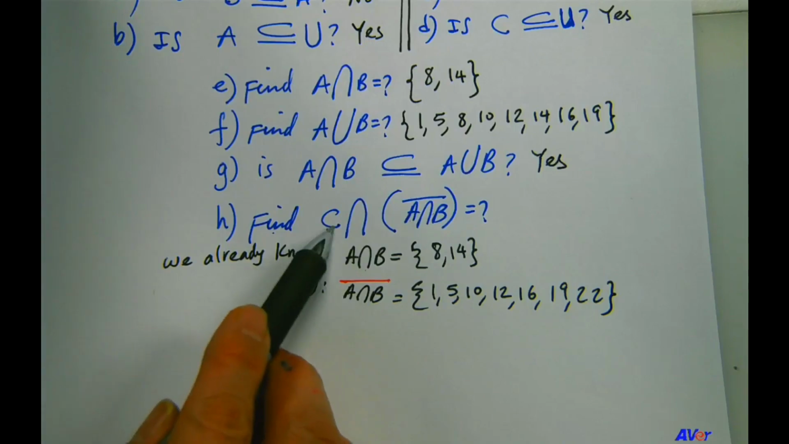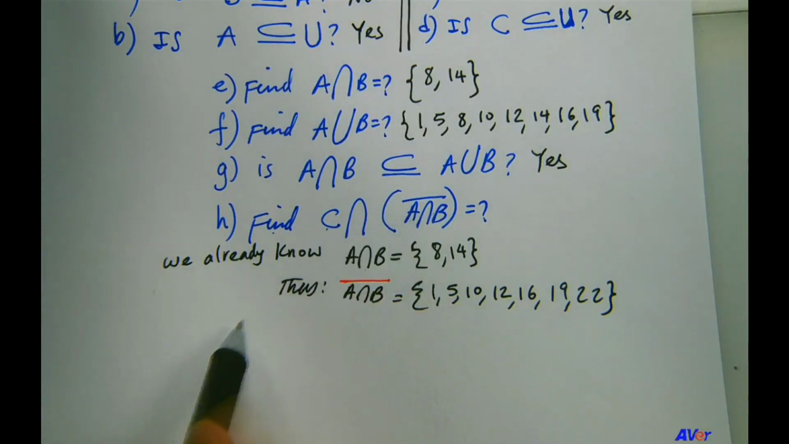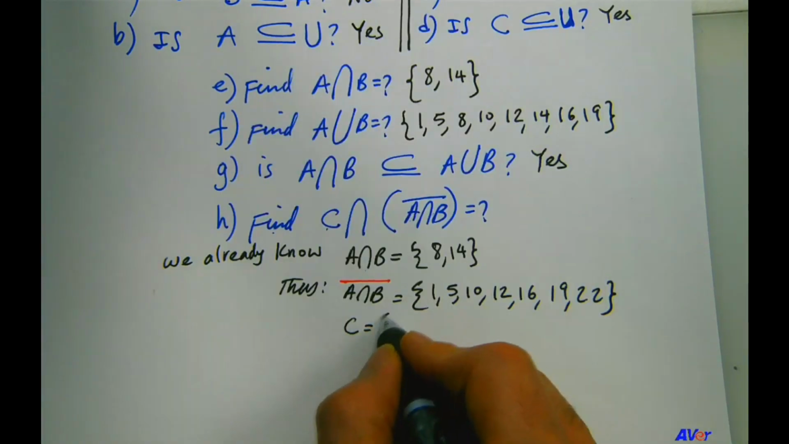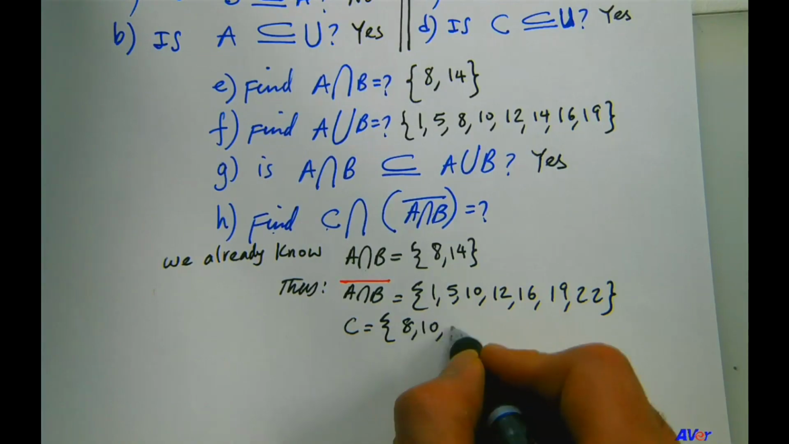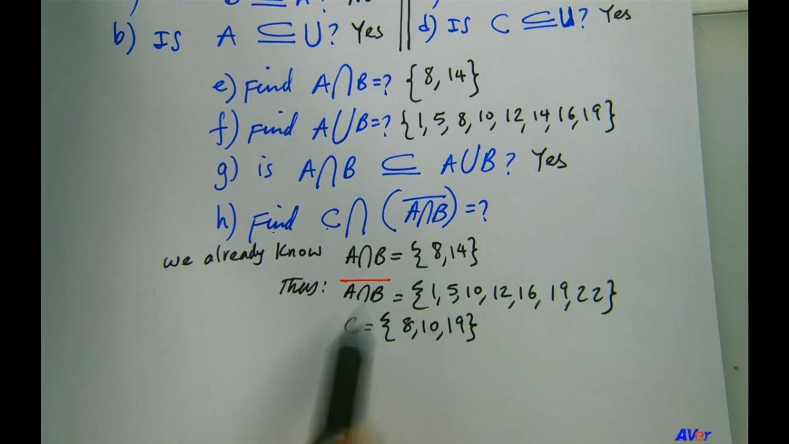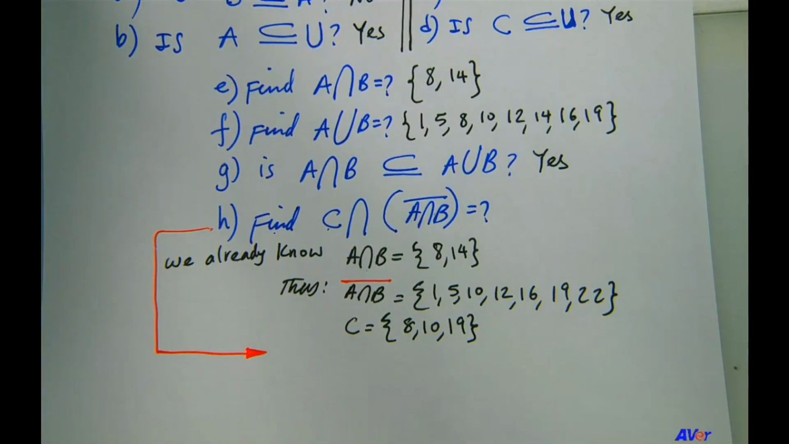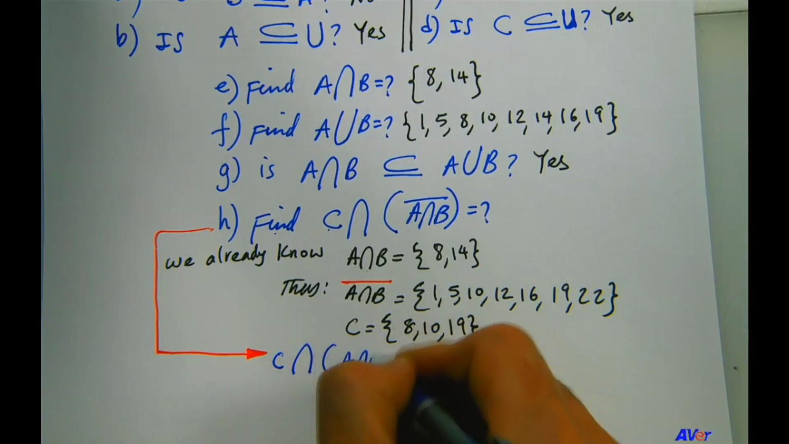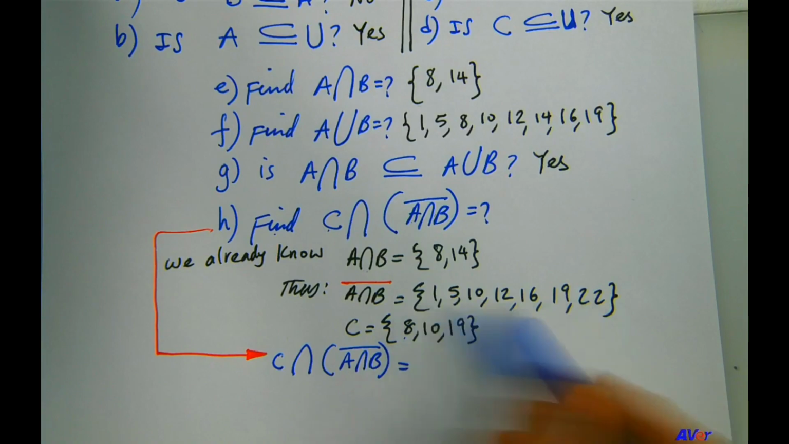Now we need to take the intersection of set C with that, which is what they're asking for, right? C is off the screen, so I'm going to write it down so you can see it. C, we were told, is 8, 10, 19. So for C intersection A intersection B bar, you need to take the intersection of C with the set that is above it.